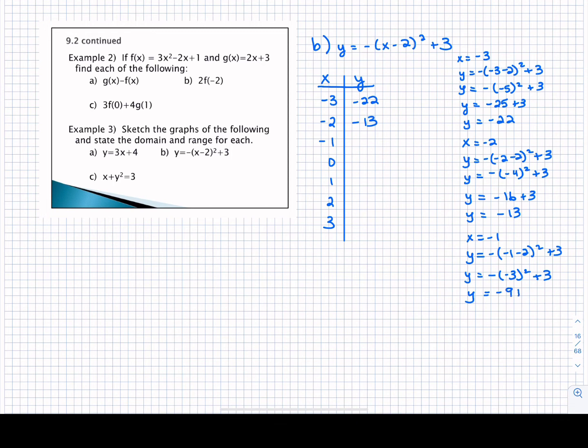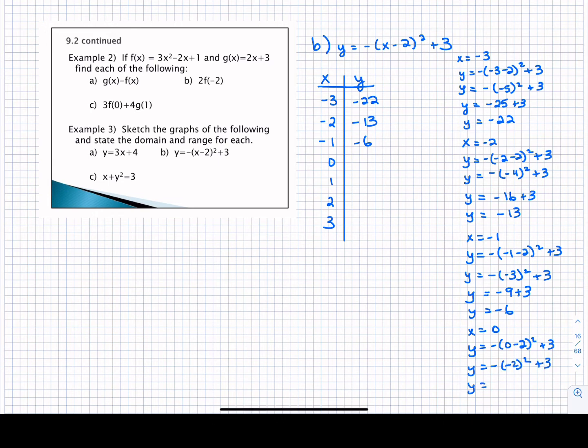So we've got -9 plus 3, which we know is -6. So we're just filling in this table of values 1 point at a time. Now if x is 0, then we get y is equal to -(0 minus 2) all squared plus 3. Inside those brackets, 0 minus 2 is negative 2 all squared plus 3.